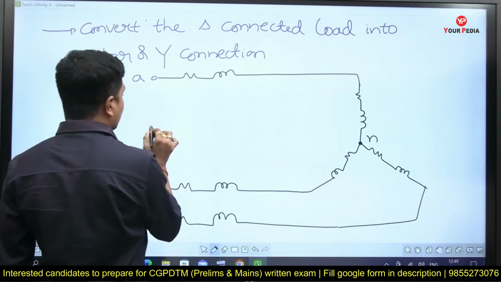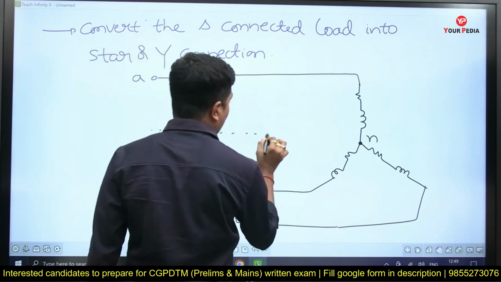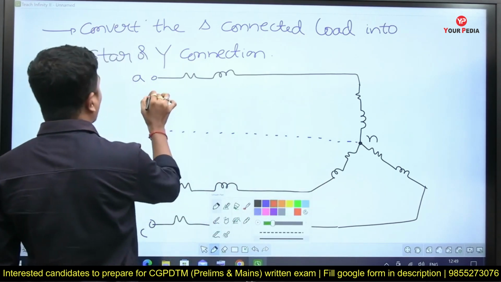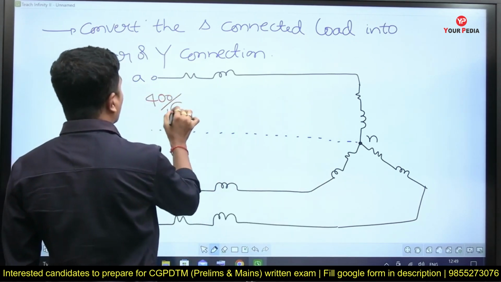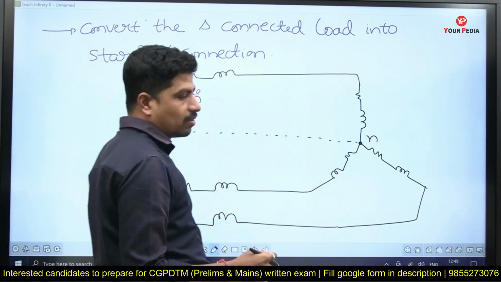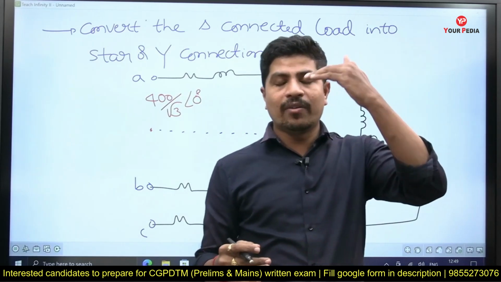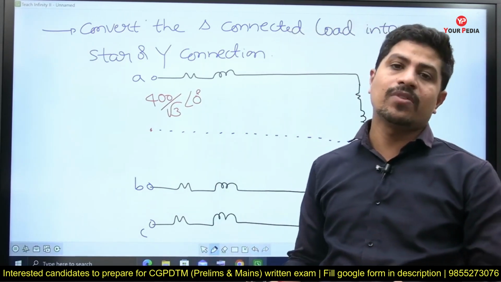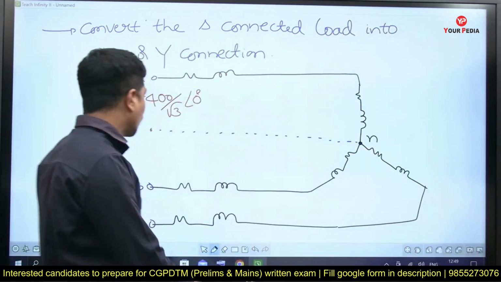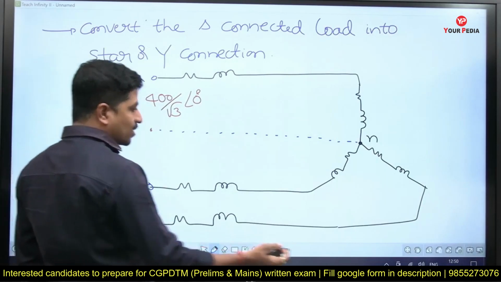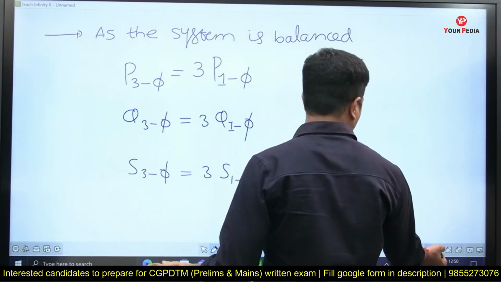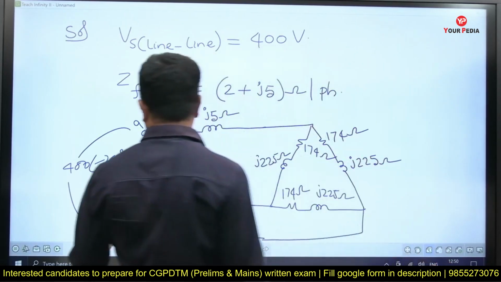This is the neutral point. This is not physical neutral. This is 400 by root 3 at an angle 0. This is phase voltage. The voltage measured between a phase and neutral is called phase voltage. If you measure voltage between two phases, it is called line voltage. 400 by root 3. Actually, I had taken these voltages previously as source voltage.